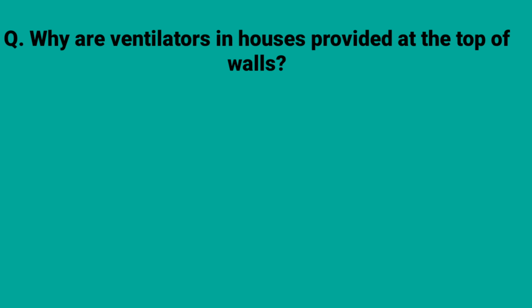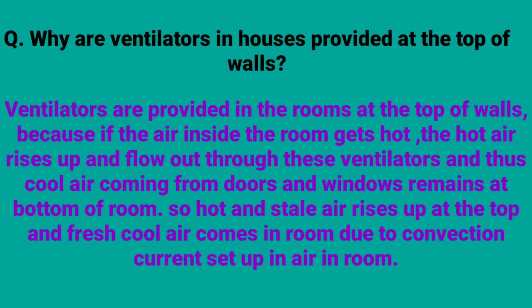Now next question. Why are ventilators in houses provided at the top of walls? Well, ventilators are provided in the room at the top of walls because if the air inside the room gets hot, the hot air rises up and flows out through these ventilators, and thus cool air coming from doors and windows remains at the bottom of the room. So hot and stale air rises up to the top and fresh air comes into the room due to convection current set up in the air in the room.